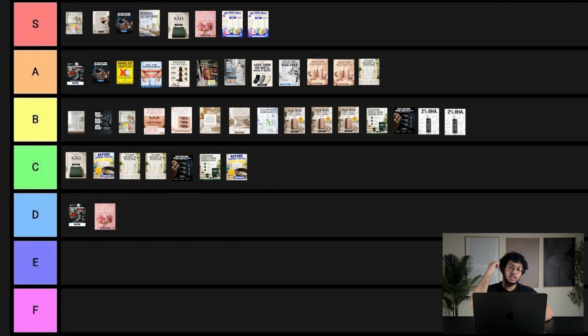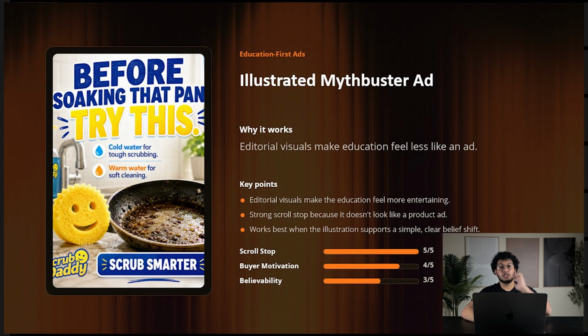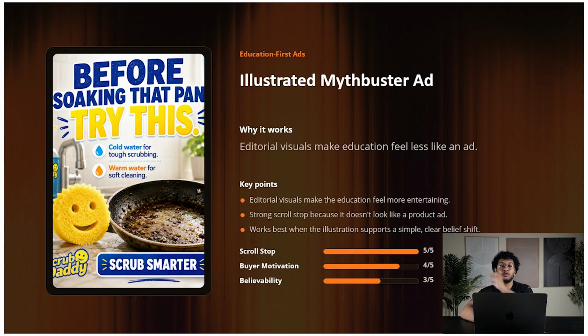This is also C tier. The illustration can stop the scroll because it looks editorial or content-like, but the ad still needs to make the product credible. If the visual is interesting but the claim is weak, then it becomes decoration. So this is a creative format I'd test selectively. C tier. For education first ads, the best formats are hack ads and us versus them comparisons. Those are the cleanest because they teach something and naturally push the viewer toward the product.